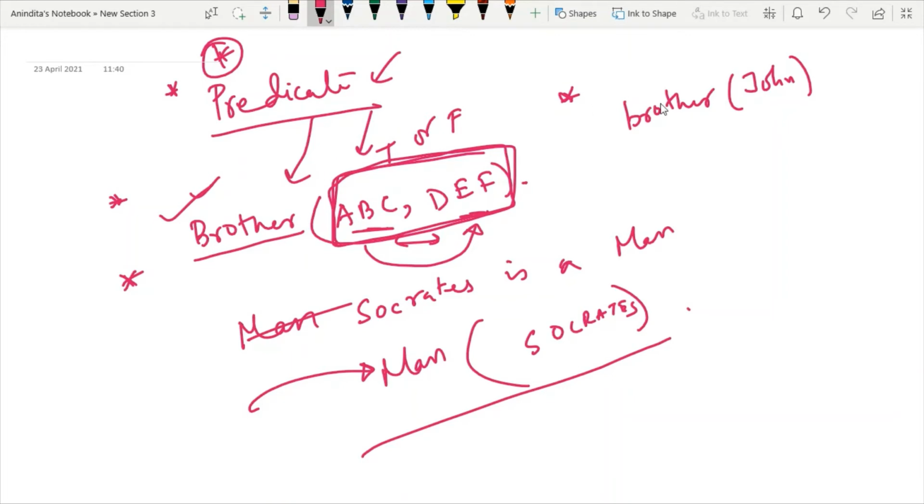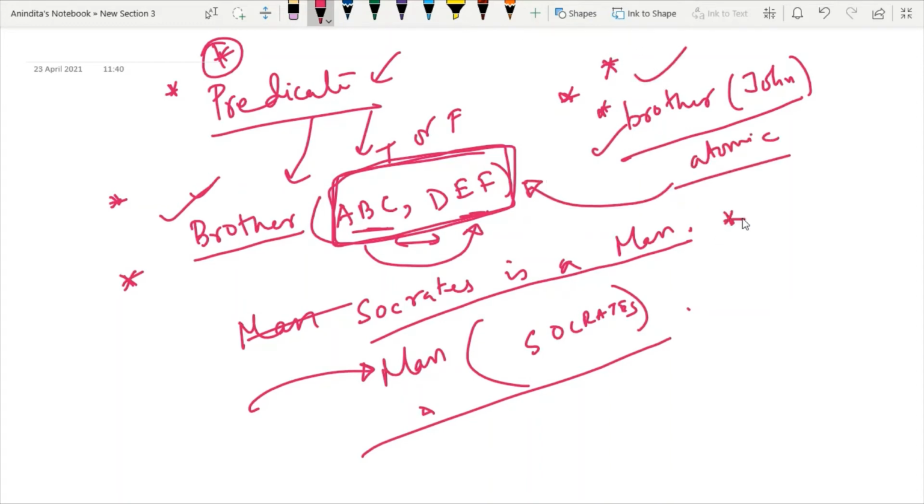But what happens? This kind of statement is also there in predicate and also there in proposition. So my point is, whenever we are dealing with an atomic sentence, meaning a single sentence, in that case whatever representation we are using, it is a predicate and also a proposition. So mark one point: for atomic statement representation, whatever functional representation we are using, it is a predicate as well as a proposition.